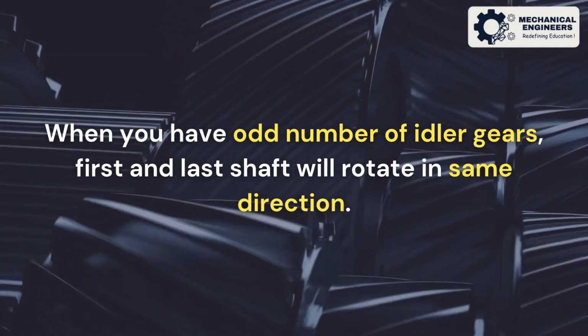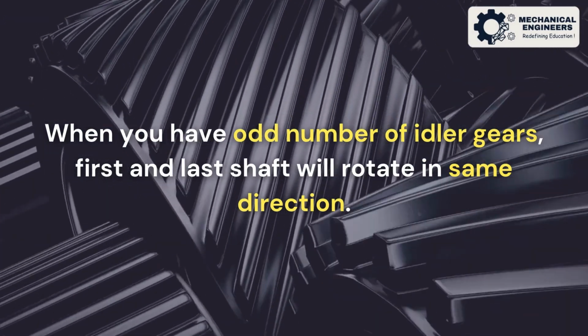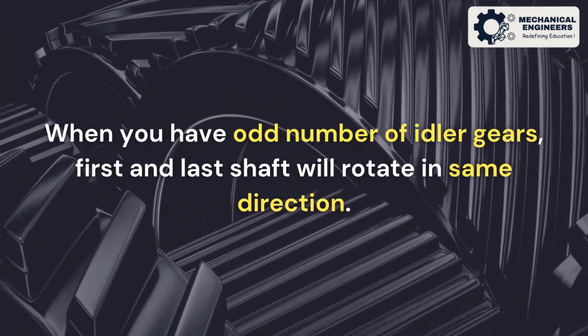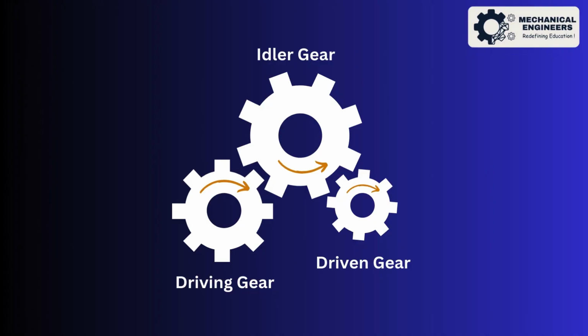When you have an odd number of idler gears, the first and last shafts will rotate in the same direction. Picture this. You have one idler gear between two shafts. The motion transfers through the idler, resulting in both shafts spinning in harmony.